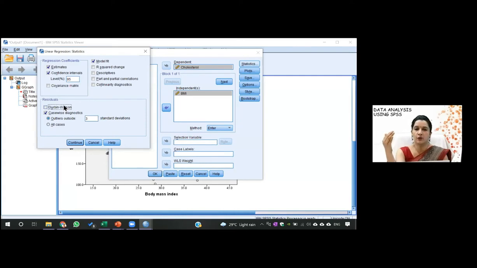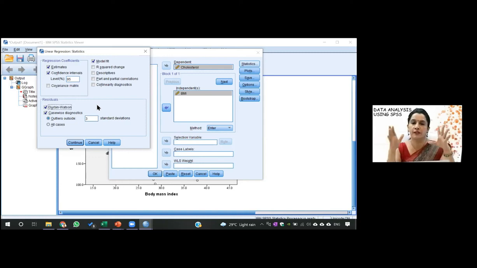So I don't want any data in my model where the value of residual is more than 3 standard deviations. Case-wise diagnostics will give you an output which will tell you how far or how near that residual is beyond 3 standard deviations. And this Durbin-Watson statistic tells you about the autocorrelation.